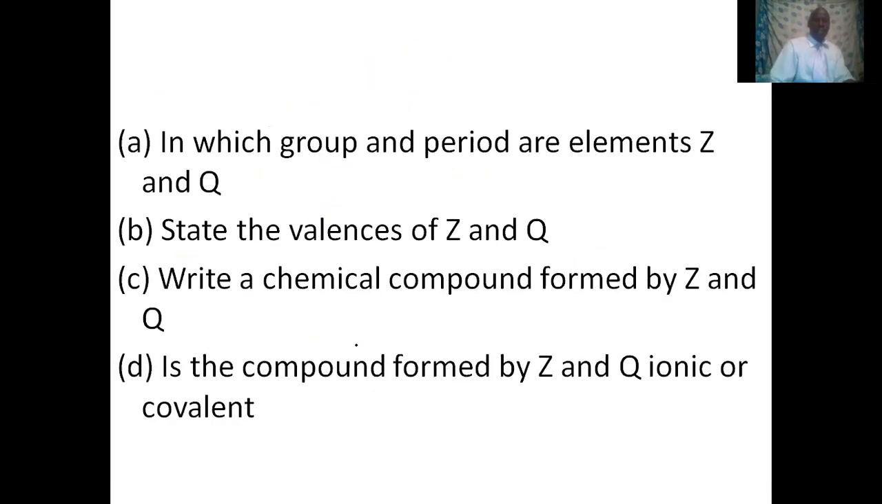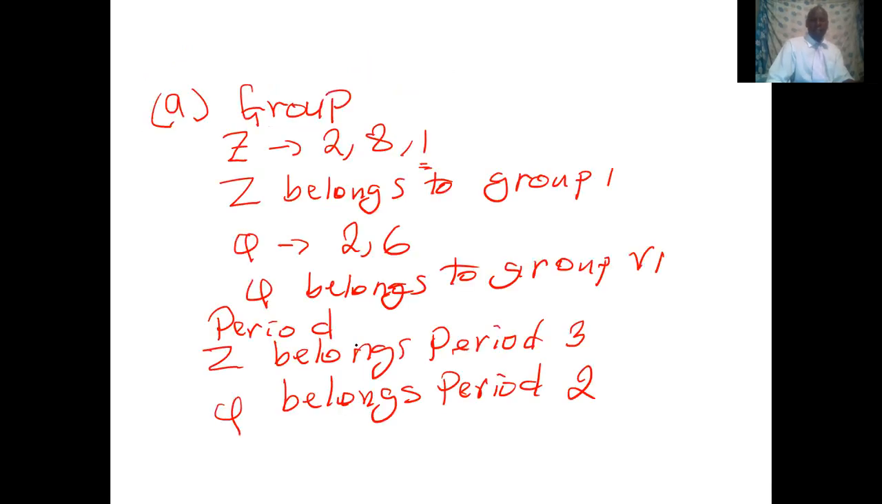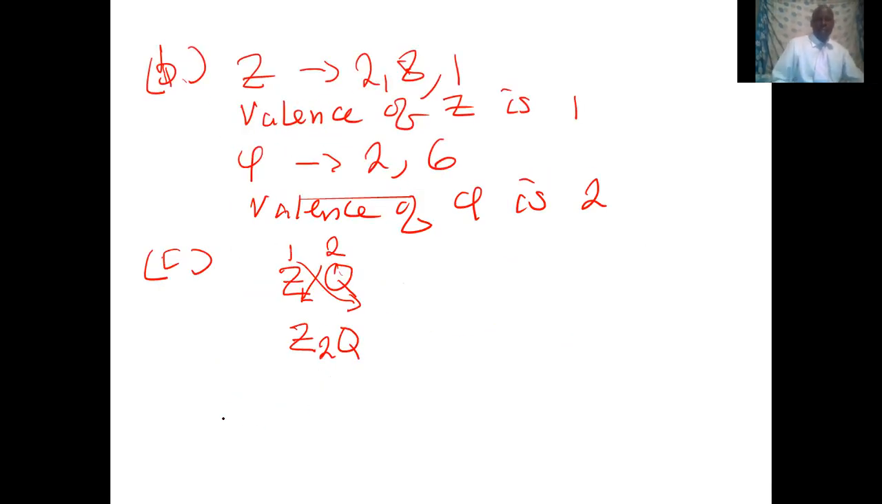And then D, is the compound formed ionic or covalent? The compound which is formed is ionic because it is formed by one element which loses an electron and the other one gains electrons. Therefore, it is an ionic compound.